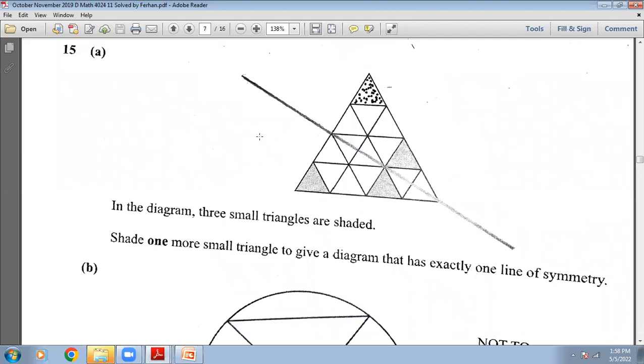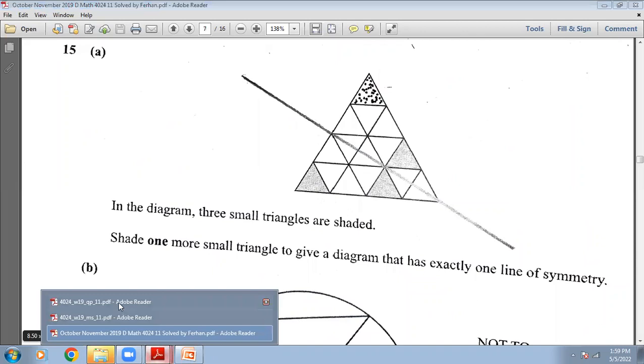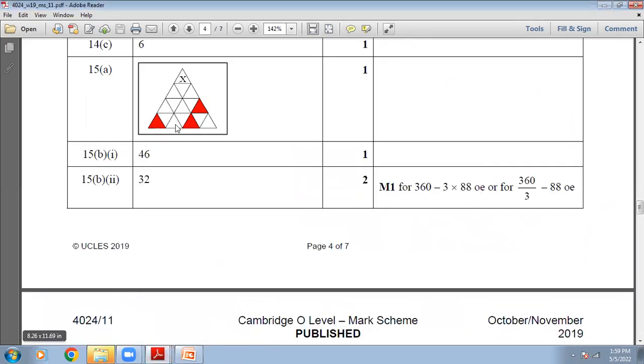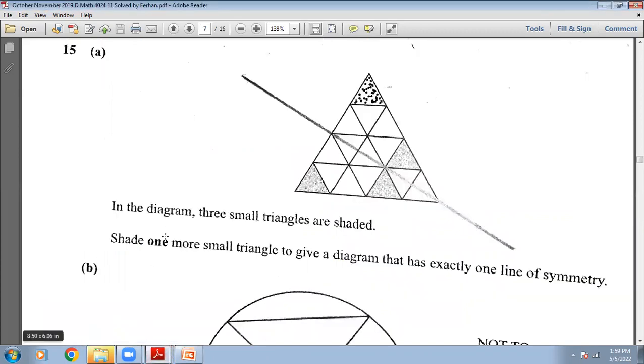Line of symmetry divides the figure into 2 equal parts. And when you fold the figure along the line of symmetry, all the parts overlap the other same parts. So I hope you understand. So we will shade this triangle. Okay, so let me show you the marking scheme. So you can see we have to shade this one. Okay, so our answer is right.